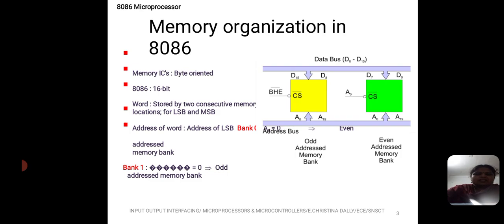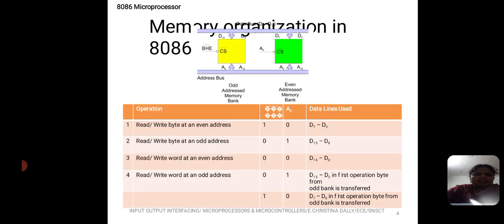Here it is byte oriented, 16-bit, and it is used to store two consecutive memory locations for both the least significant and the most significant byte. The address of the word and the address of the LSB are addressed in the memory bank. So we have the data bus, BHE, and address bus. It is divided into the odd addressed memory bank and the even addressed memory bank. This is the memory organization.